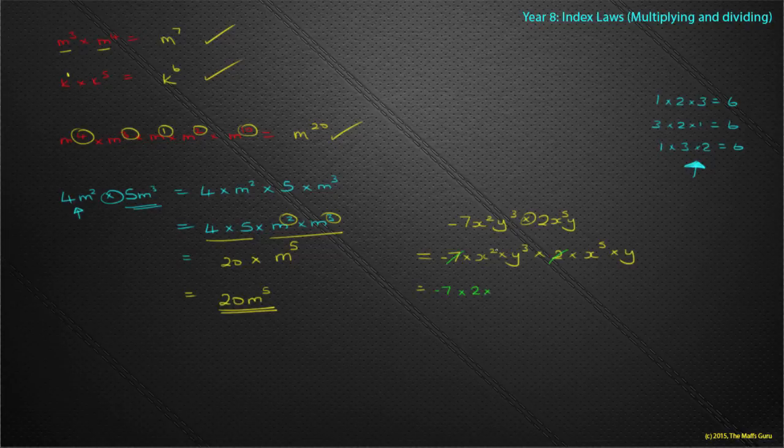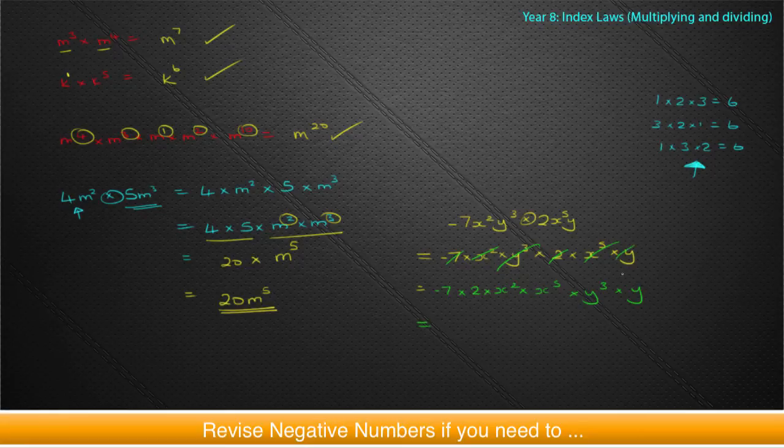Let's deal with my letters in alphabetical order. So I've got an x squared and I've got an x to the 5. So times x to the 5. I've got a y cubed times y cubed and times y. Did you notice there that I actually crossed things off when I'd used them? That's so I don't forget anything.